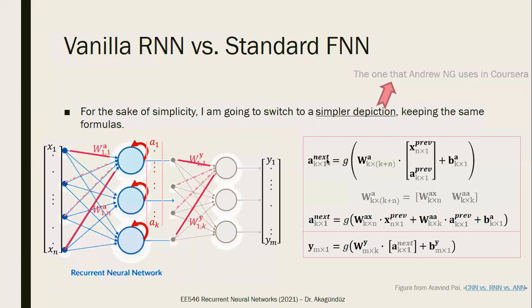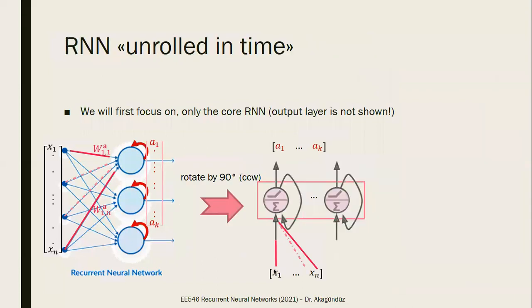I'm going to change my notation from now on to the one that Andrew Ng uses in Coursera, if you've seen it. This will be an RNN layer, the input will be fed here, and I'm going to get the values here. I'm going to change this one as well, rotating it 90 degrees in a counterclockwise direction. Don't get confused. I'm explaining this because I don't want to lose you.